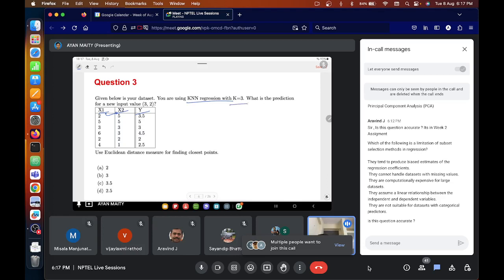So what is the prediction for a new input (3, 2)? (3, 2) is a new input that will be given to you, and you have to predict the output for this point using KNN regression where k is equal to 3. And you have to use the Euclidean distance measure to find the distances between points. You can write your answers in the chat.